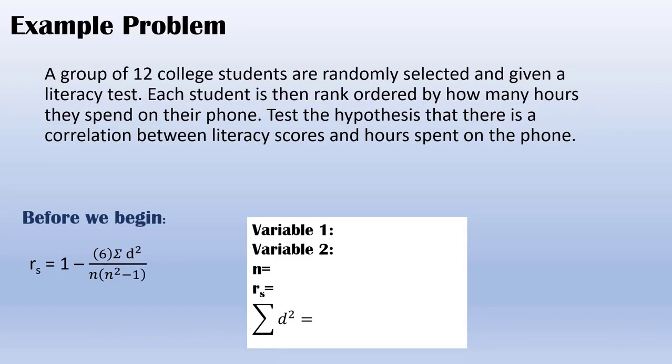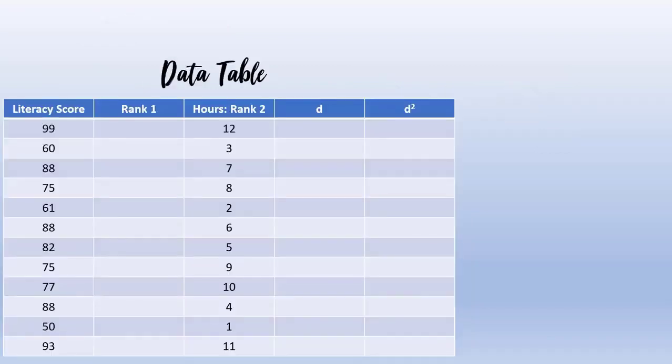So we can go ahead and use this table and pull some stuff from the example problem. For our first variable, we've got the literacy score on the literacy test. And for our second variable, we are going to have hours on the phone. Then we can find our n value, which is the number of people in our study, which is 12. That's all that we can gather from the example problem. So let's go ahead and look at our data table.